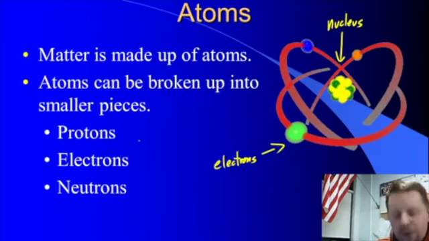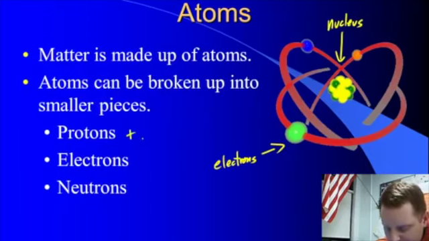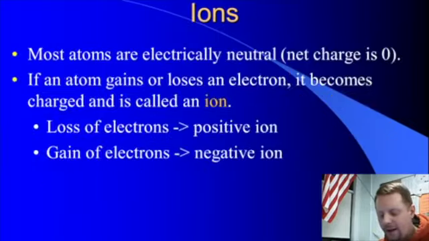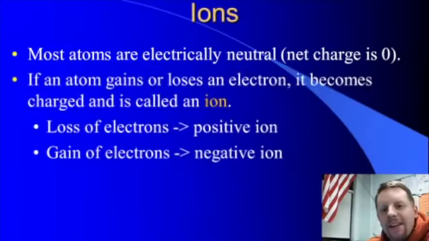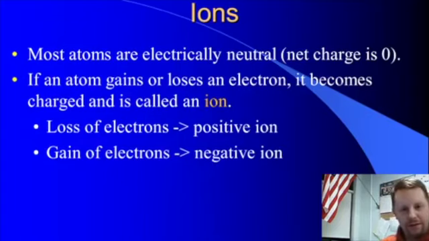Now, in the nucleus, protons have a positive charge, neutrons have zero charge, and the electrons that orbit the atom have a negative charge. Most atoms are electrically neutral. That means they have the same number of protons in the nucleus with positive charges as they have electrons orbiting the atom. If the number of protons and electrons are equal, since they each have the same amount of charge, the protons are just positive, the electrons are negative, it cancels out, you get a net charge of zero.